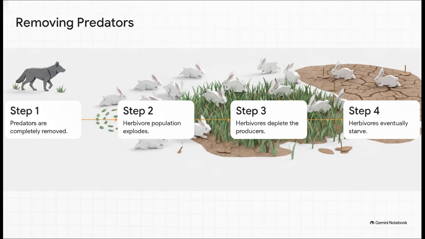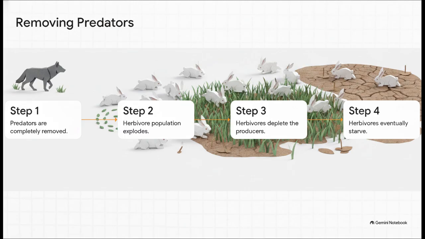Let's walk through this as a worked example to see exactly how removing just one population messes with all the others. Think of this as a chain reaction. Step 1. The predator population, our wolves, is entirely removed from the ecosystem. Now, initially, if you're a rabbit, this seems like the best day ever, right? You'd think the rabbits have officially won. And sure enough, in Step 2, without predators to keep their numbers in check, the herbivore population absolutely explodes. They just multiply rapidly without any threat.